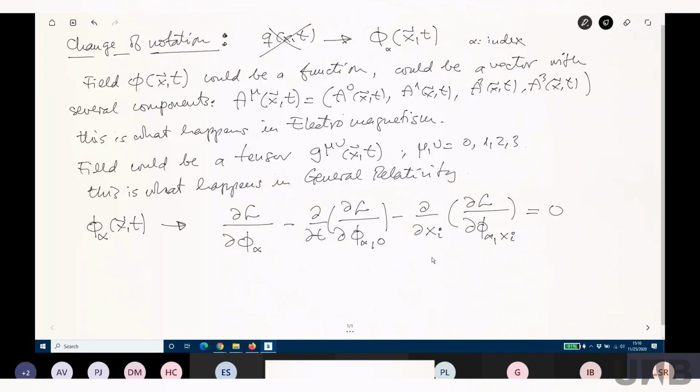Right? So this i here is 1, 2, 3, the space components, whereas alpha equals 1 to n are the components of phi, depending on what field I have. I may have a field with 4 indices, or I may have a field with 300 indices. I don't know. It depends on the field, on the theory that I'm looking at. Okay, so don't get confused with all those many indices, okay? Don't get confused.